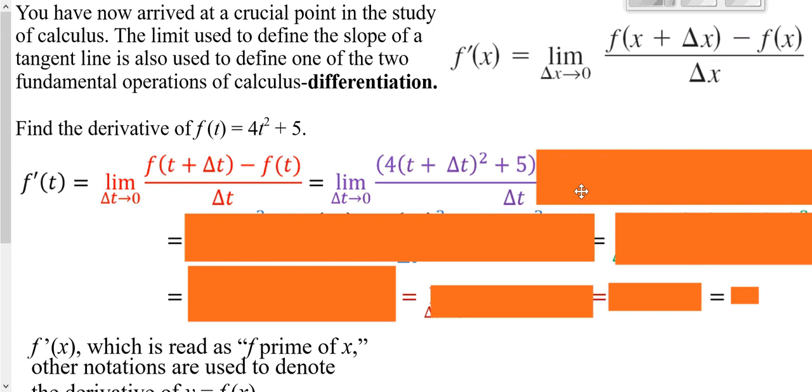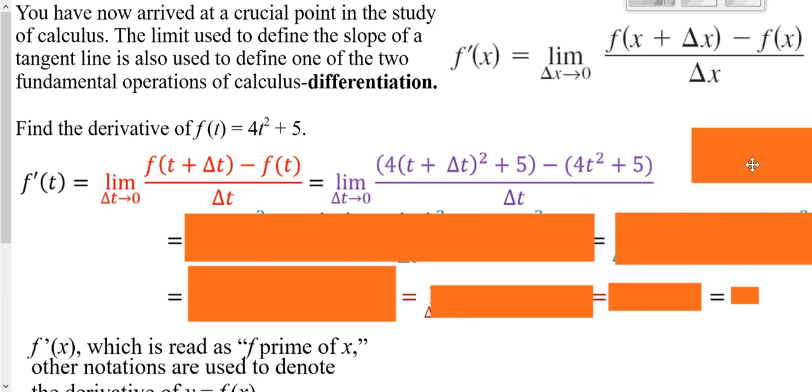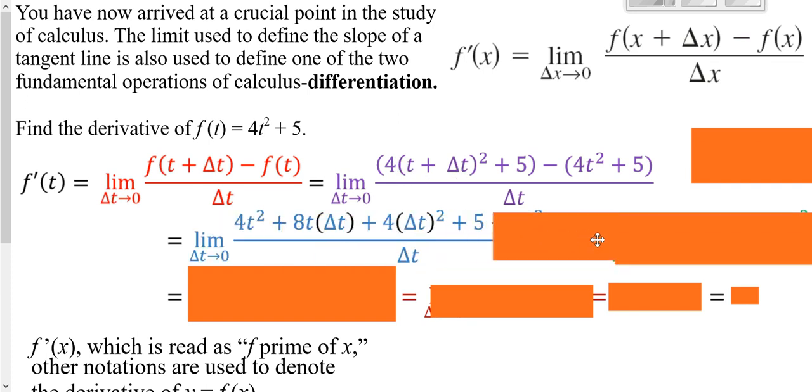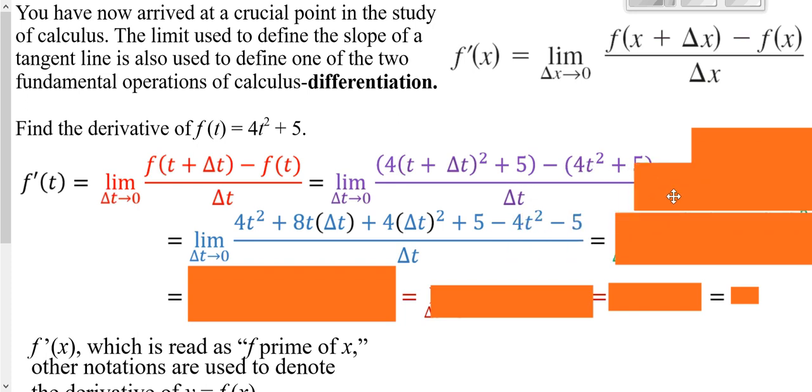So asked to find the derivative of this, you take your function and plug in t plus delta t right here. That's what we would get here, minus your original function, all over delta t. FOIL this out, t plus delta t times t plus delta t, distribute through your 4, distribute through your negative through the second set of parentheses, all over delta t. Then you have some terms that are going to cancel out. Your 4t squared here is negative, it's positive here. Your 5 and your negative 5 cancel.